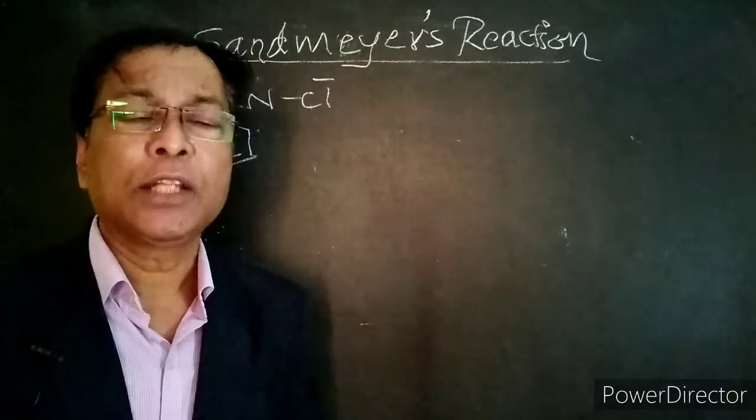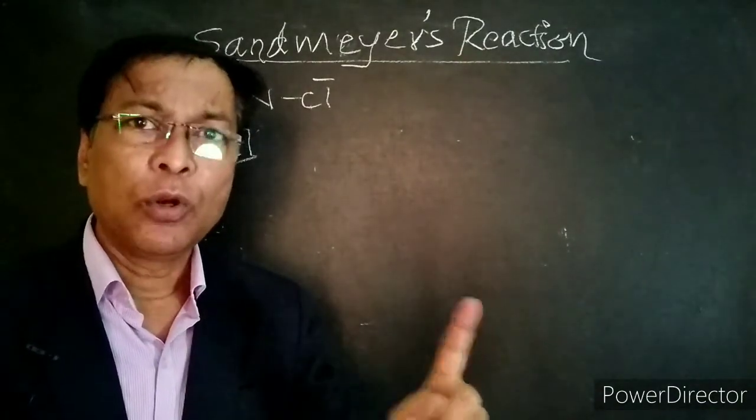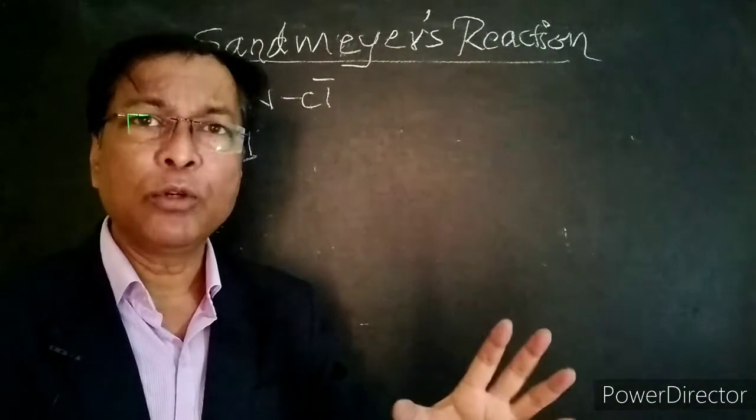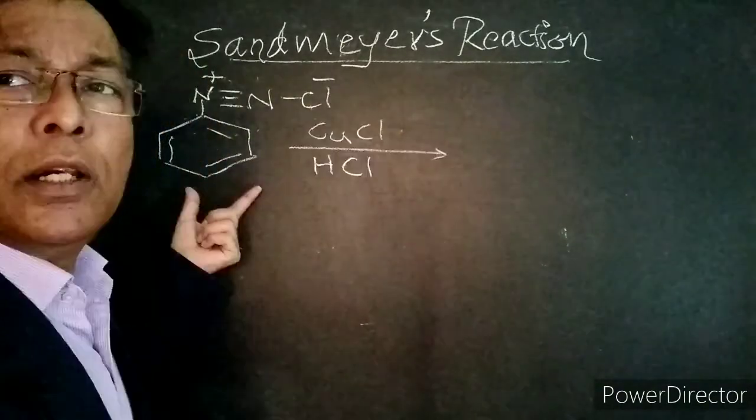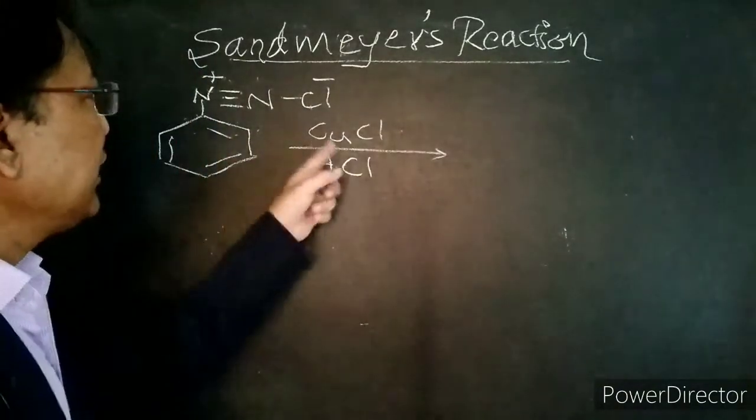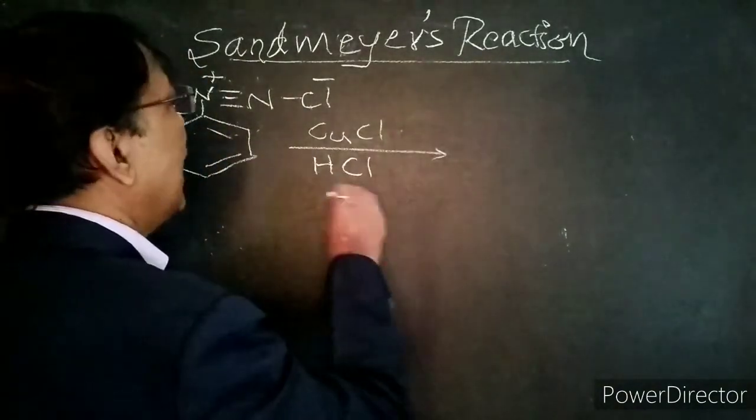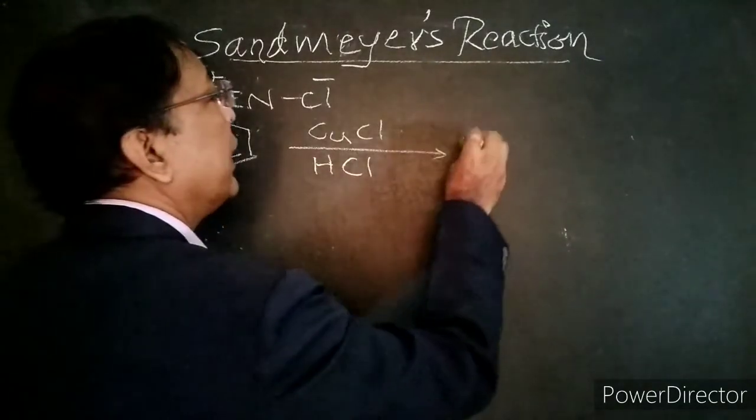By the Sandmeyer reaction, we can prepare chlorobenzene, bromobenzene and cyanobenzene more conveniently. When diazonium salt is reacted with cuprous chloride and halogen acid, that is HCl, we get chlorobenzene.